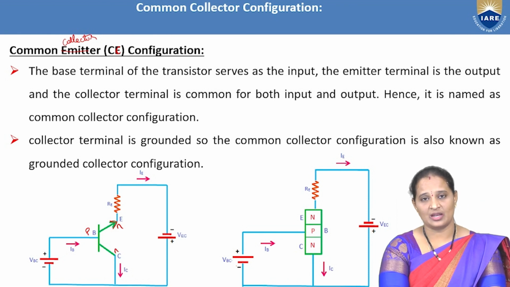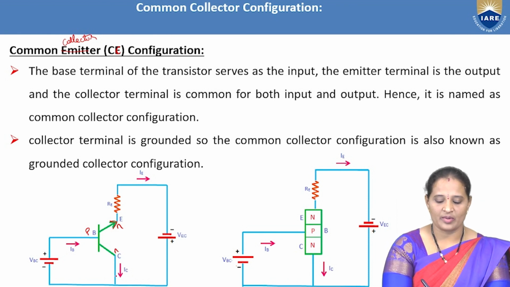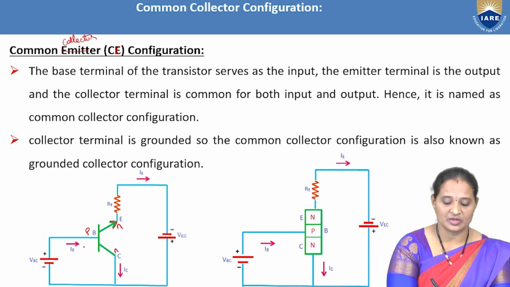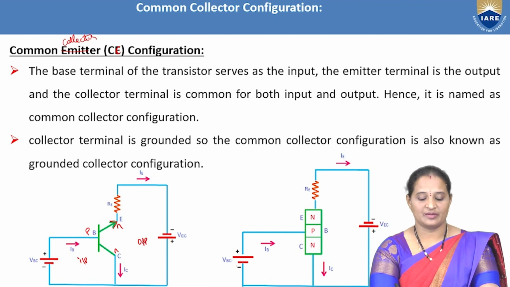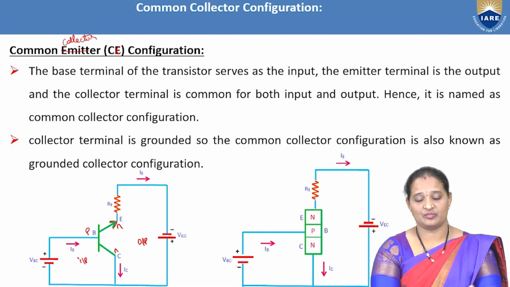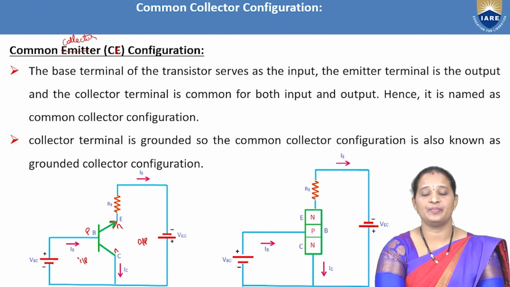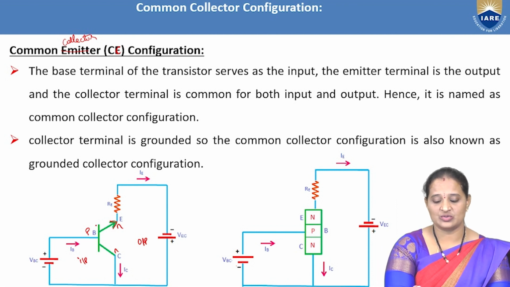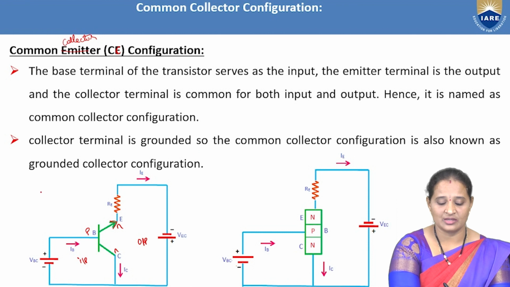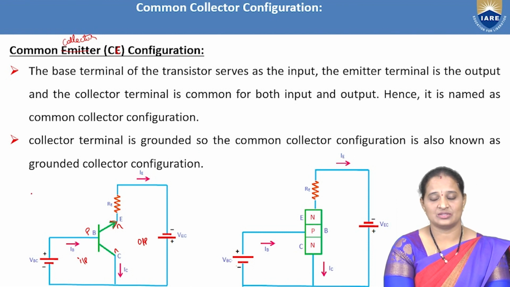As it is common collector, the collector is common, whereas the base terminal is considered to be the input and the emitter terminal is considered to be the output. That means the input is applied between the base and the collector terminal, whereas the output is taken from the emitter and the collector terminal.